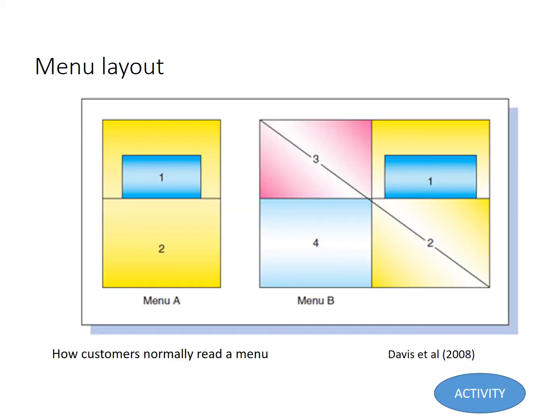Menu layout, again: how customers normally read a menu, from right to left. So top right, then bottom right, then top left, and then bottom left. What we're saying is, you put the most important things on the top right, for what you want the customers to see. And that's generally how people read newspapers as well. They go to the top right, bottom right, then top left, and then bottom left.